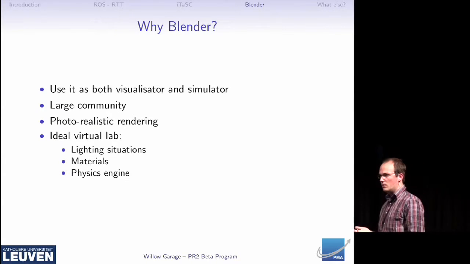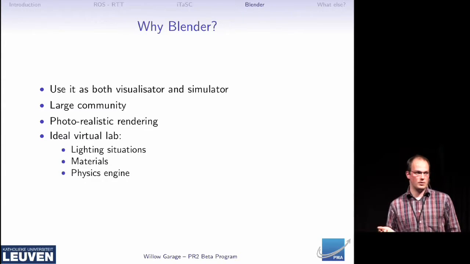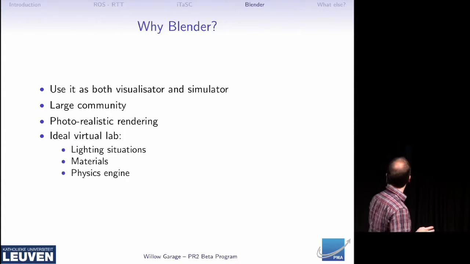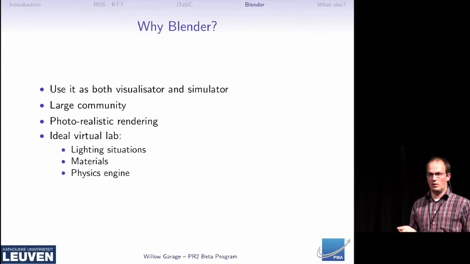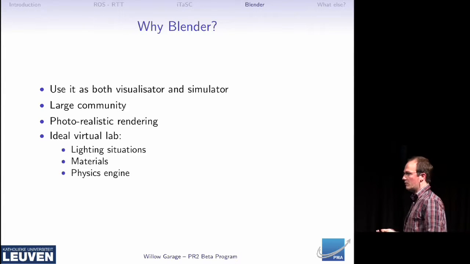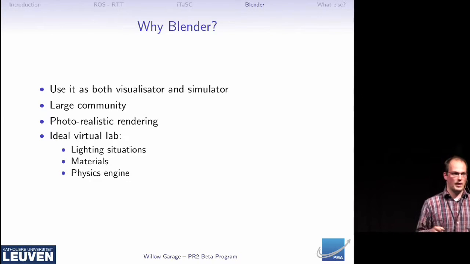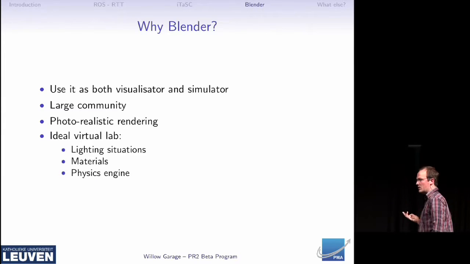It has a large community. Computer animators are a much larger community at the moment. It provides photorealistic rendering, and we use it as our virtual lab to test algorithms before testing them on the real robots, because you can easily change all the environments. If you have a virtual camera, you want to test how reliable your algorithm is. You want to be able to test different textures, different lighting, and so on. And it's very, very easy to do. It also has a physics engine.